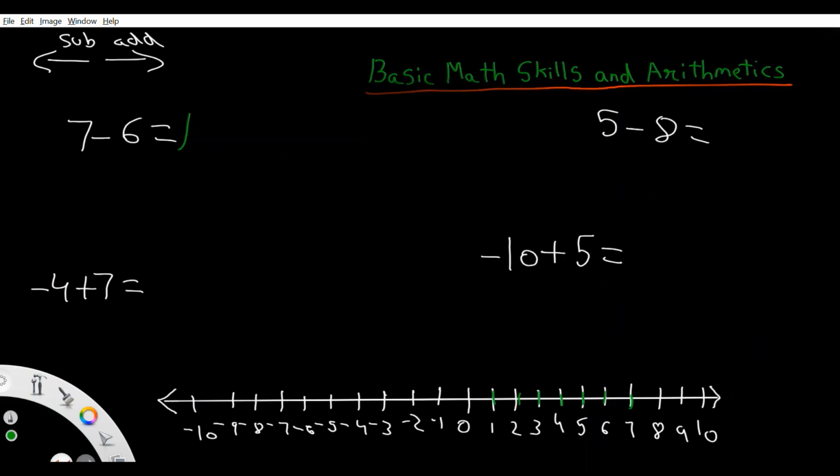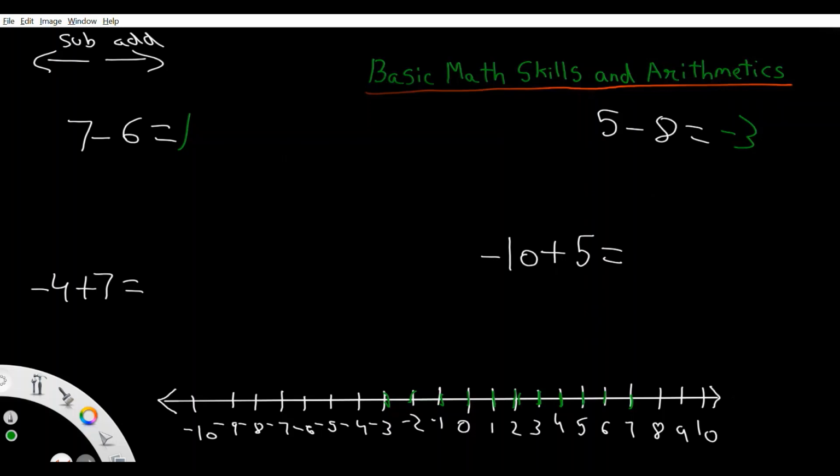What about 5 take away 8? So this time you start at 5 and you move 8 spaces to the left. So you go 1, 2, 3, 4, 5, 6, 7 and 8. You end up at negative 3.